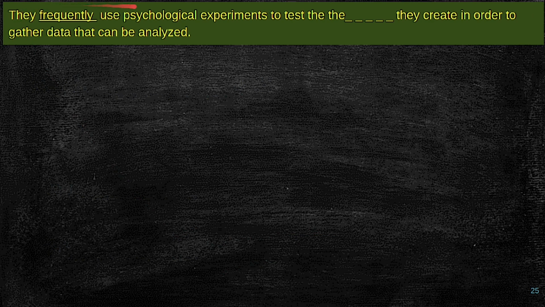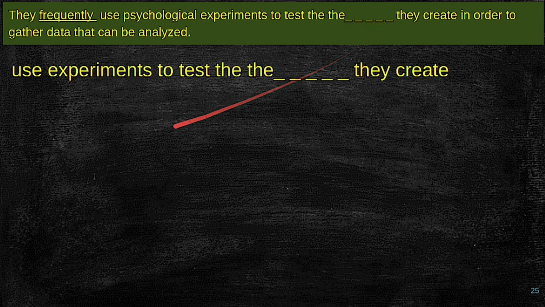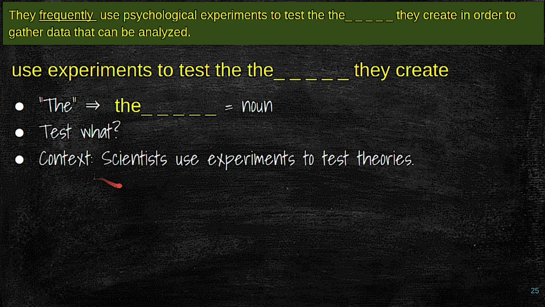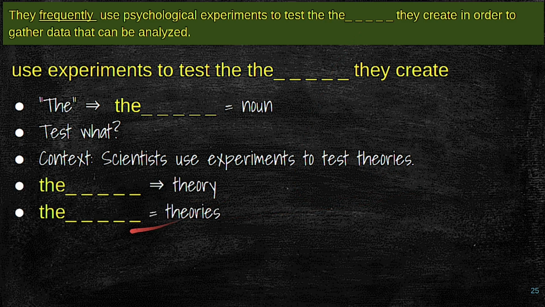To test the they create. The article the is followed by a noun, so the must be a noun. Test what? Let's look at the context. They refers to cognitive psychologists who are scientists. Scientists use experiments to test theories. If we try theory, it does not fit because there are still two more missing letters. Therefore, we need the plural form, theories.